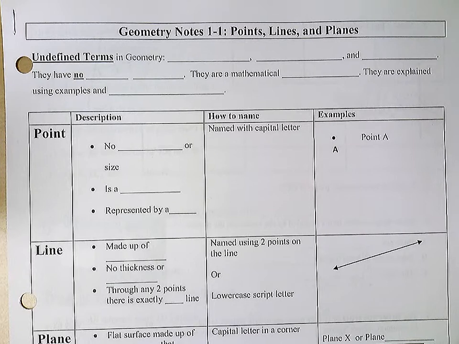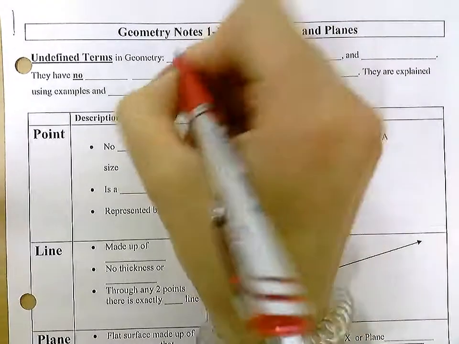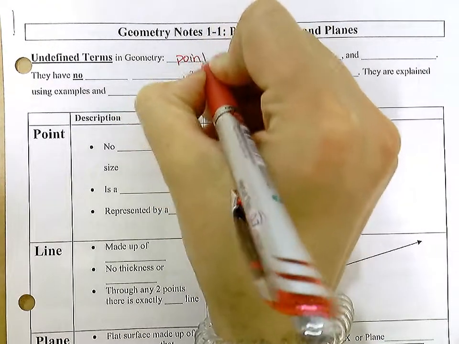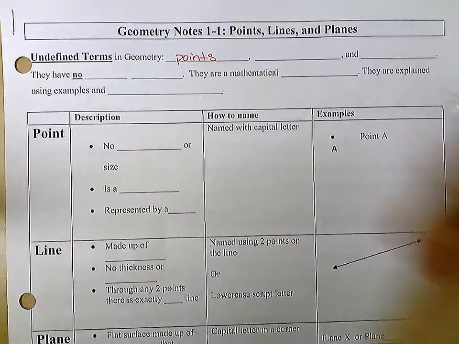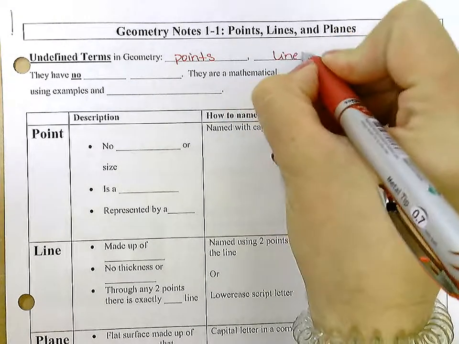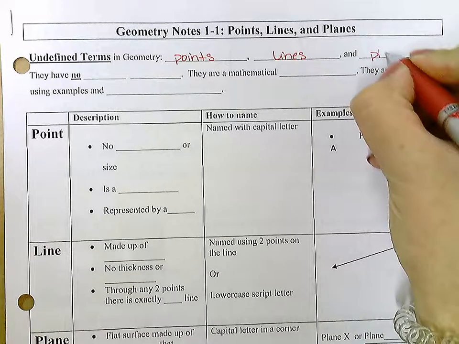All right, so we're going to go over points, lines, and planes today. Those are the undefined terms in geometry. So again, undefined terms in geometry are points, lines, and planes.